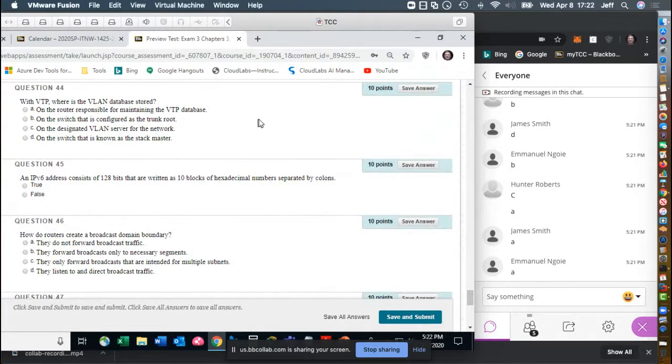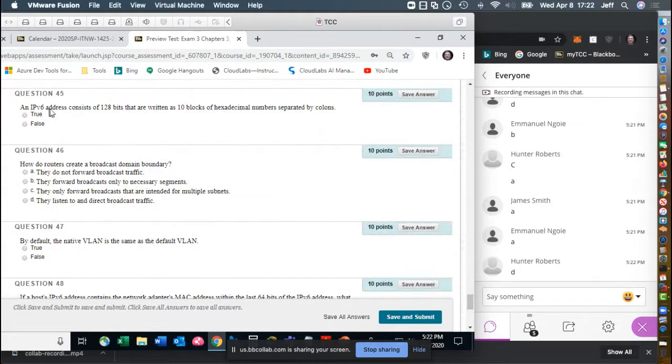All right. With VTP, where is the VLAN database stored? Yeah, D, on the stack master. It's on the switch that is known as the stack master. All right.